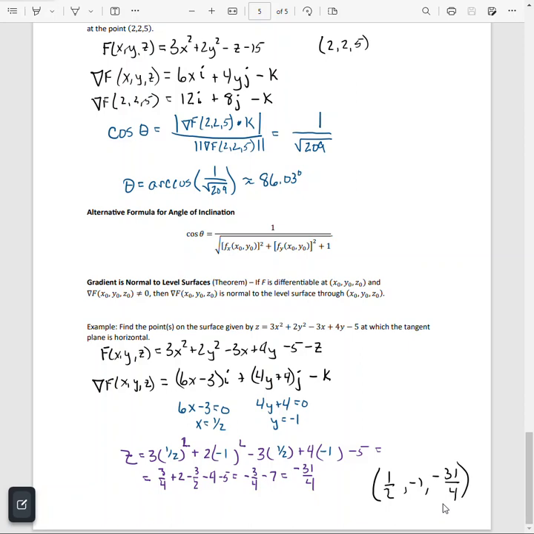We found where there's a rise, right? I mean, think about what this correlates to in our 2 dimensions. Where's the tangent plane horizontal? It's a nice level surface right there.